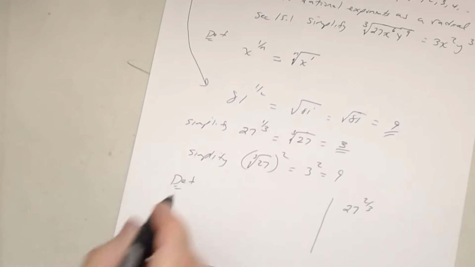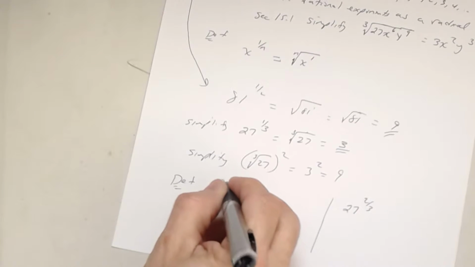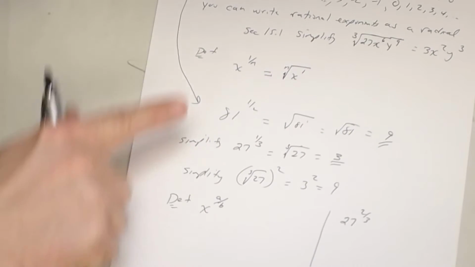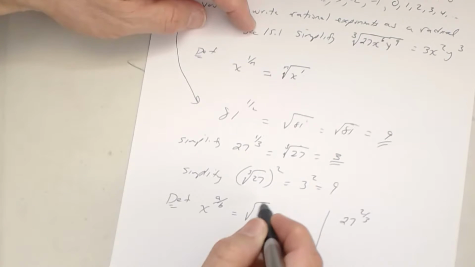All right. So let's look at this definition. If I have x to the a divided by b, the b is still the index. Your denominator is still the index. Now the way I'm going to write it is going to be very similar to this. So that'll be the b root.